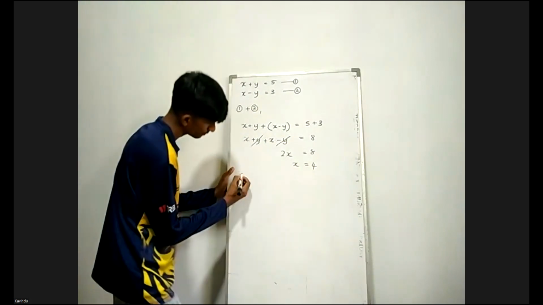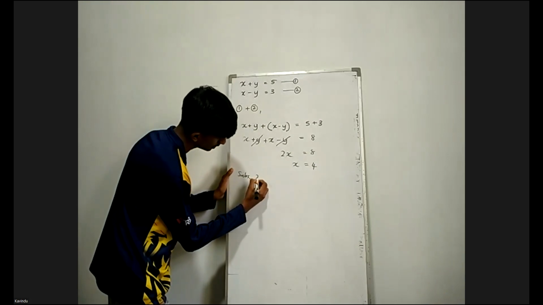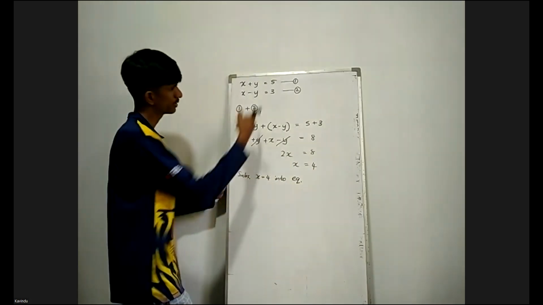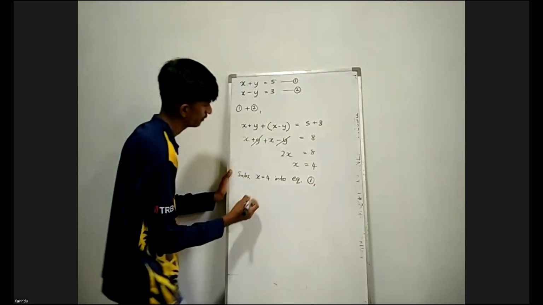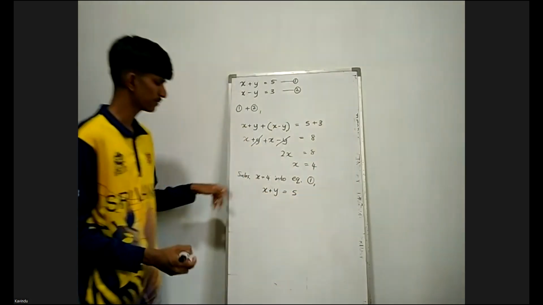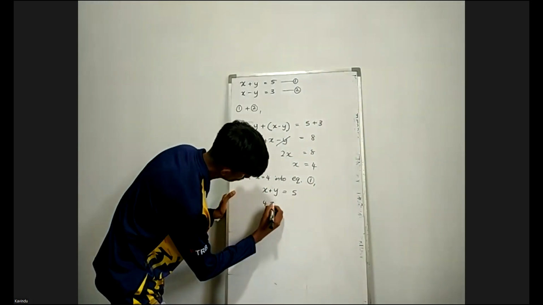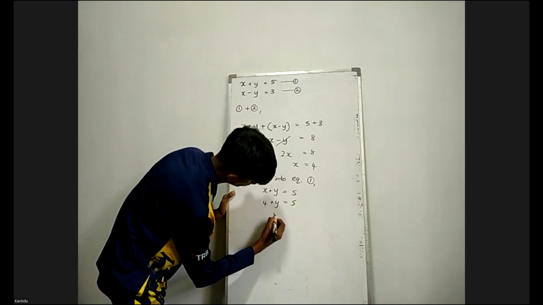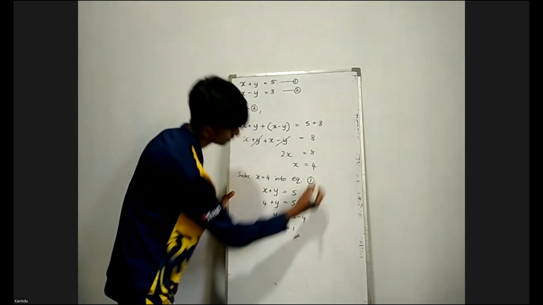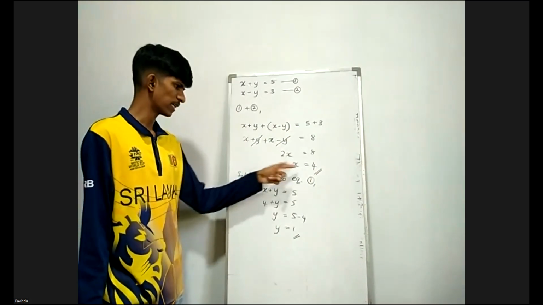Then we have to substitute. Substitute x equals 4 into equation 1 or 2, whichever. If we take 1, x plus y is equal to 5. We have to substitute 4 for x. 4 plus y is 5. y is equal to 5 minus 4, which is 1. These are the answers.